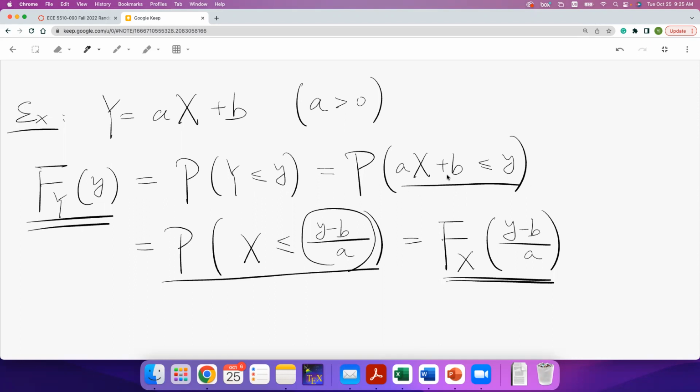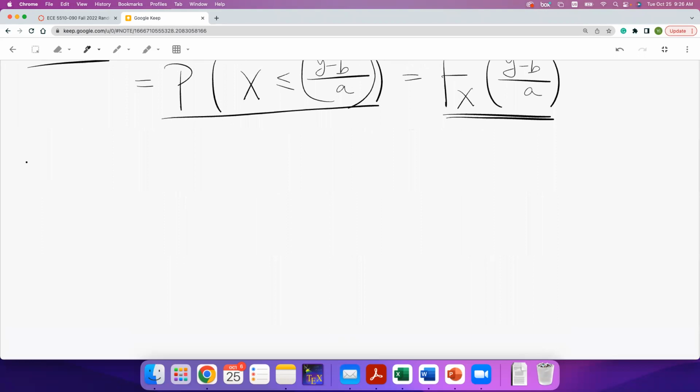Now, on the other hand, suppose a is negative. Then when we solve this inequality, it becomes greater than or equal to, because dividing by a negative number changes the direction of the inequality. And then this becomes 1 minus the CDF of X. So you can see it critically depends on this transformation. Okay, so this is a linear example.